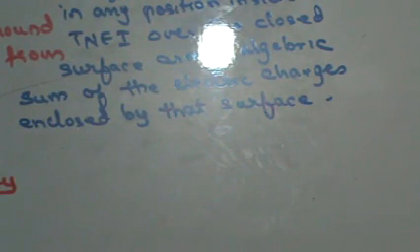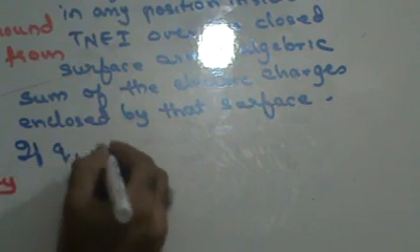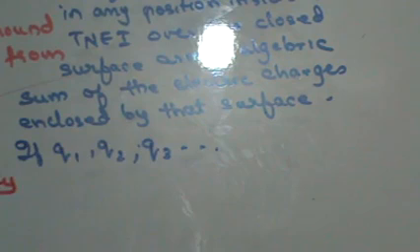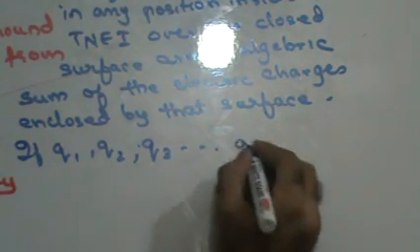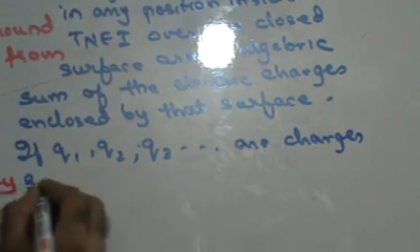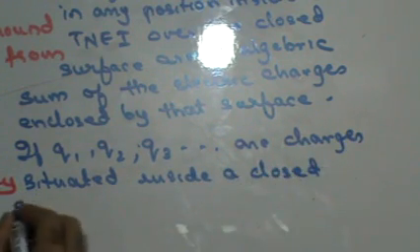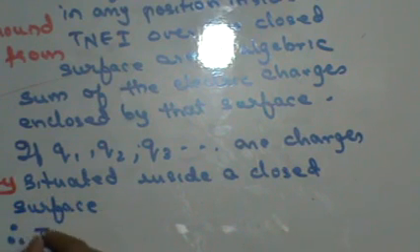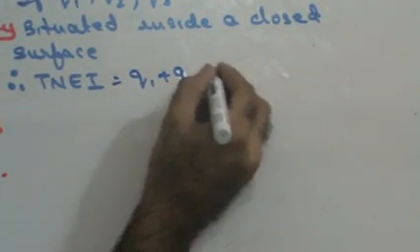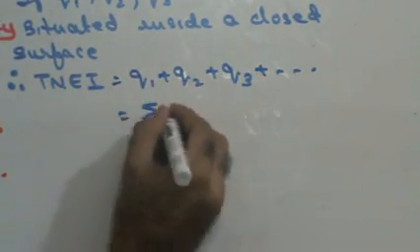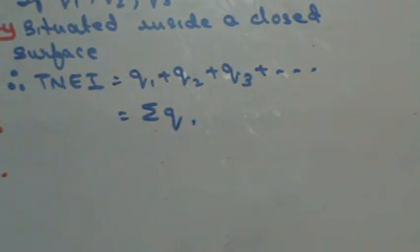So that means if Q1, Q2, Q3 are the charges situated inside a closed surface, then I can say that total normal electric induction is equal to Q1 plus Q2 plus Q3 plus, which is nothing but sigma Q, the sum of all the charges that are enclosed in it. Right? So do we understand Gauss's theorem? So inside a closed surface, the total normal electric induction is equal to the sum of all the charges that are enclosed inside it. Right? Do we get the same clear?